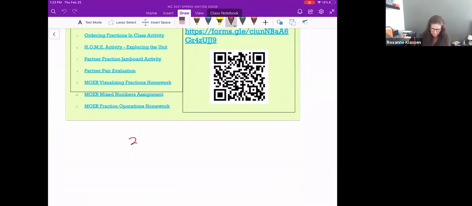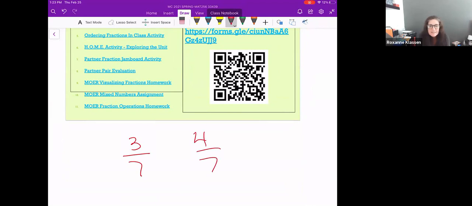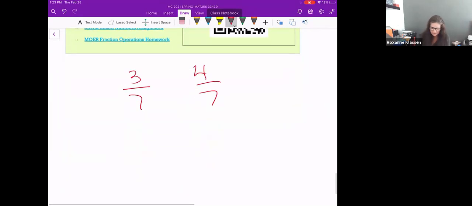I was going to do how we find a fraction between, oops, I wrote the wrong number. It was 3/7 and 4/7. How do we find a fraction in between there? And we could think about it like on a number line.